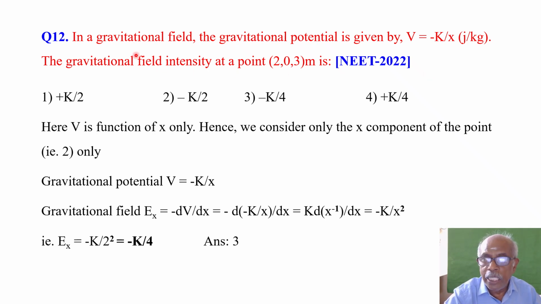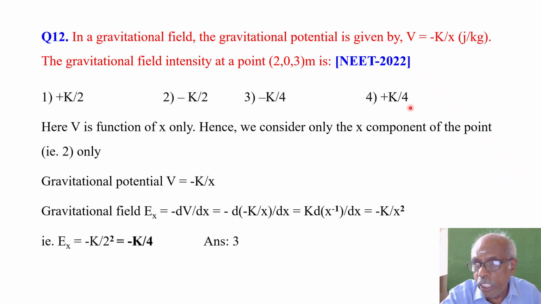The question is: in a gravitational field, the gravitational potential is given by V is equal to minus K by X. Its unit is, of course, joule per kilogram. The gravitational field intensity at a point (2, 0, 3) meter is how much? You are given four options: plus K by 2, minus K by 2, minus K by 4, plus K by 4. So these are all the four options.